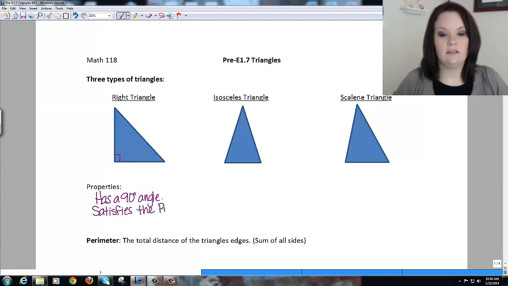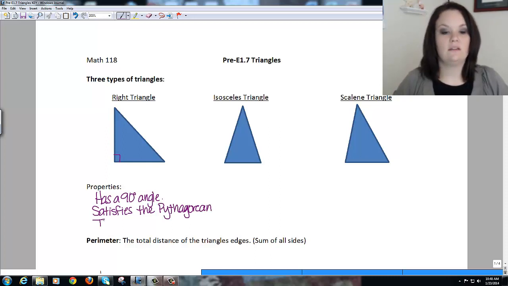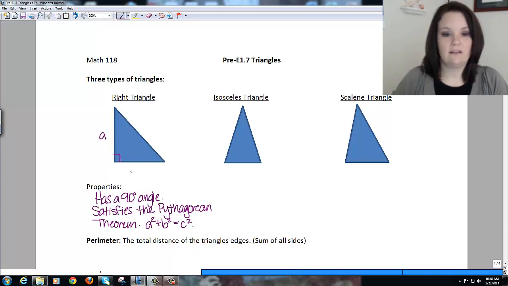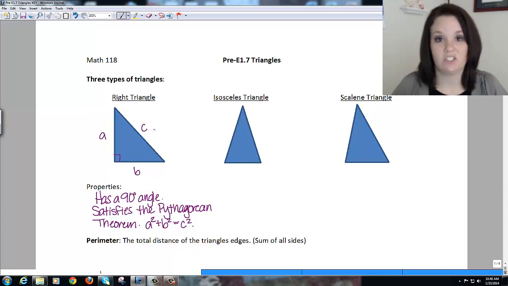It satisfies the Pythagorean theorem, which says that a squared plus b squared equals c squared. And these are the sides of the triangle. This is our a, this is our b, and our hypotenuse, or our longest side, is always our c.